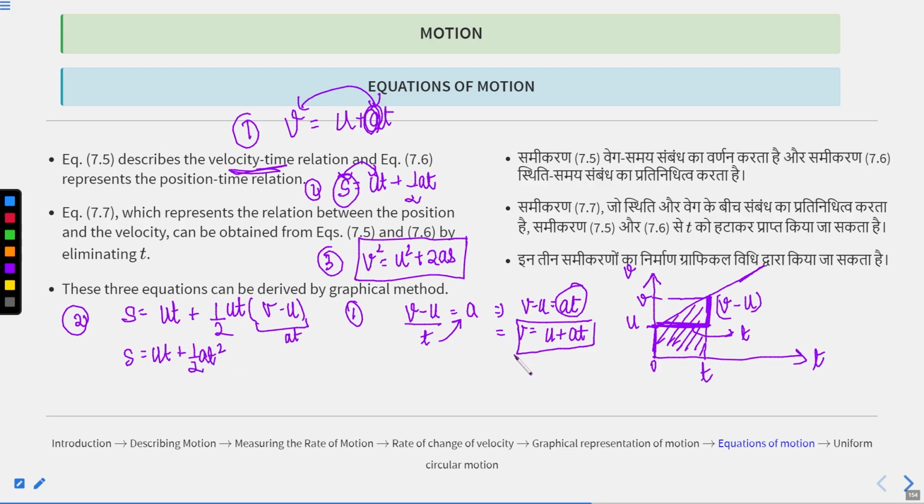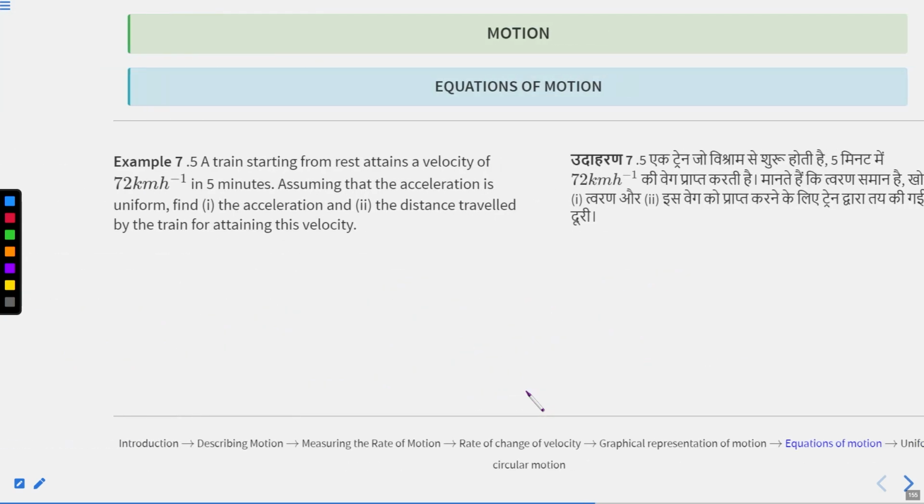And after simplifying these two equations, we will get the third equation, which is v square equals u square plus 2as. So taking the help of the velocity time curve, we can derive these three equations of motion. But the most important thing is to remember all these three equations and how to use them. So we are going to solve some examples to learn how to use these equations.